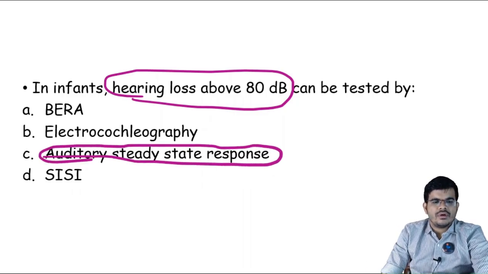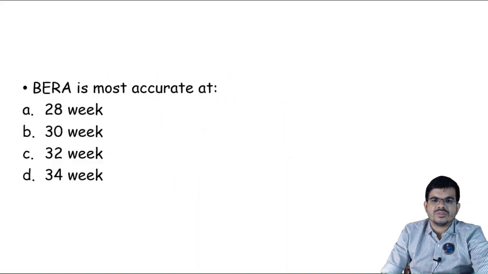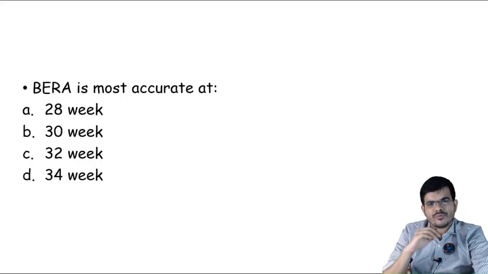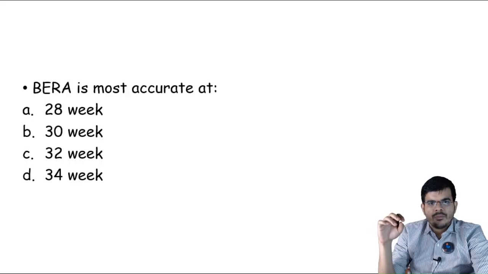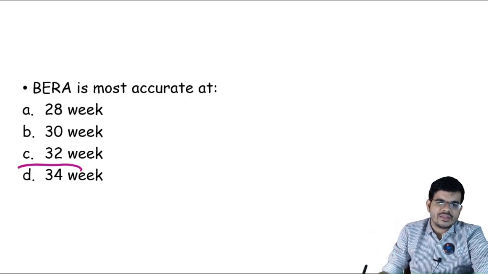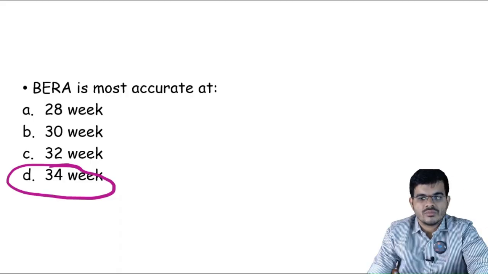And another question that was asked is when BERA is most accurate. This question is not at all confusing, okay, it is actually a straightforward question, because the CNS maturity takes place very slowly, and it is only by 34 weeks the CNS maturity becomes complete. So BERA will be most accurate at 34 weeks. So the answer is 34 weeks.